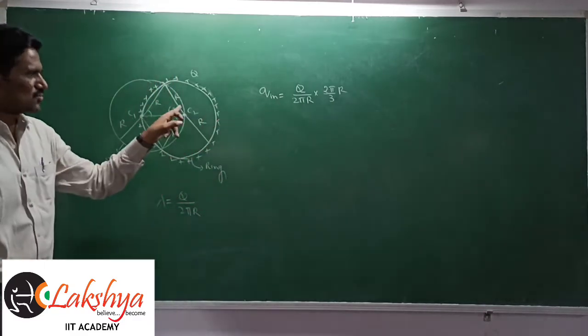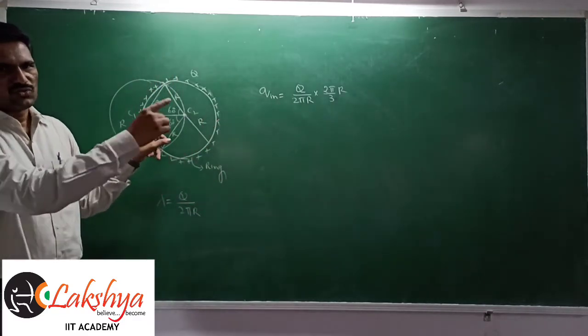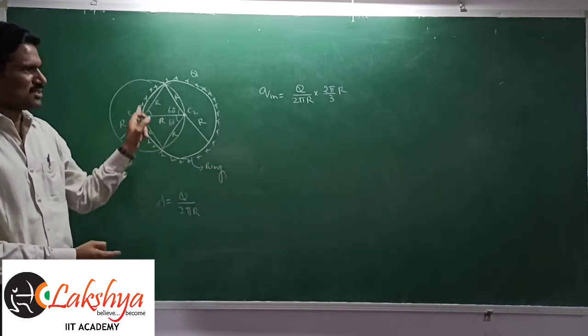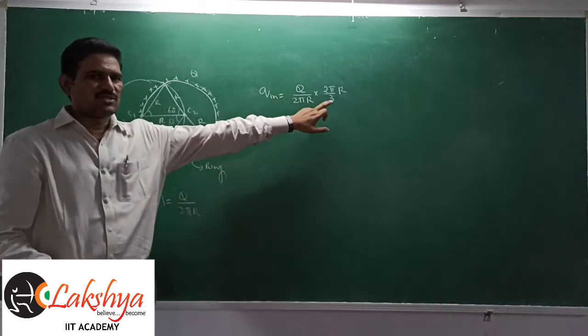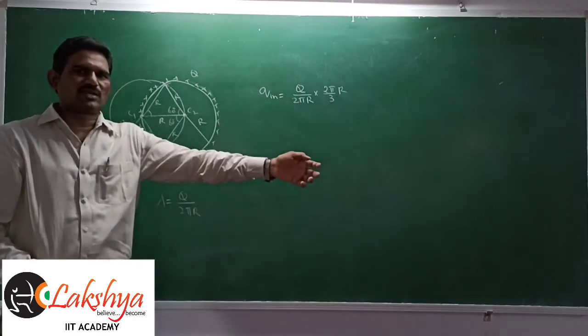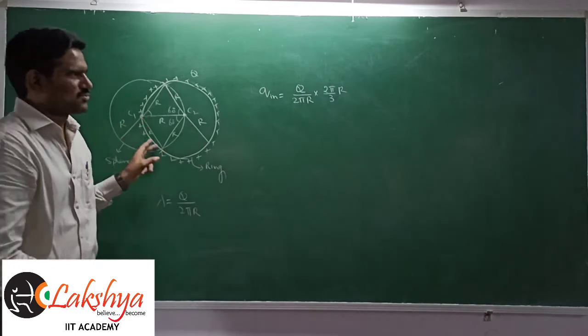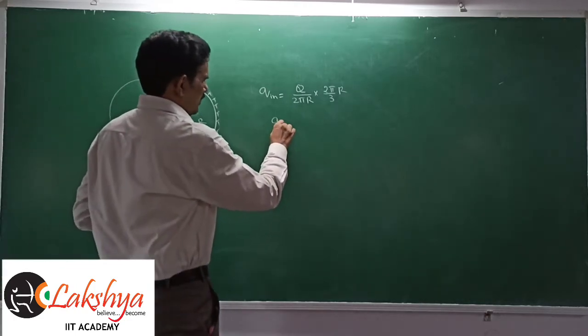So 120 degrees means I can write 2 pi by 3 into r, that gives the length of this arc. So charge per unit length into the length of this part, or directly you can write that as total 360 degrees. So 120 degrees means it is 1/3. So 1/3 of the charge will remain inside. Therefore this will be Q by 3 you can write here.